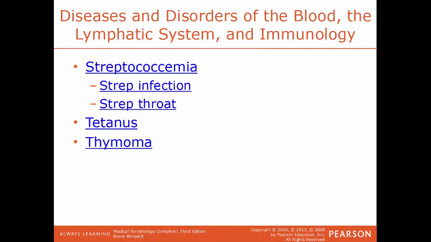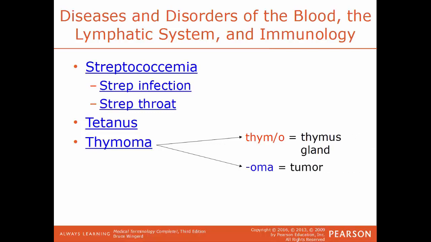And last term here, thymoma. This is a reference to a tumor on the thymus gland. And usually this is a benign tumor. It's not that common at all. This is usually associated with the disease myasthenia gravis. So if we were to break that word down, thymo refers to thymus. And of course, oma is a reference to a tumor. So a tumor of the thymus gland.